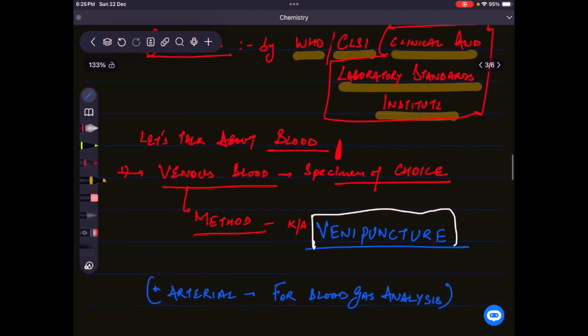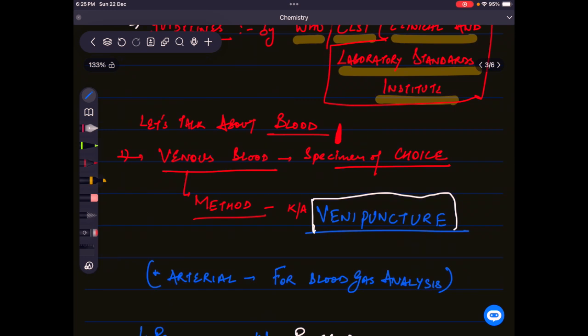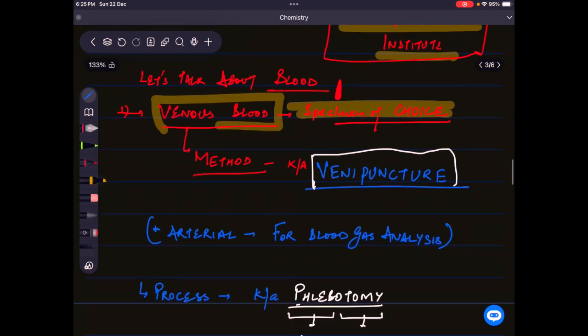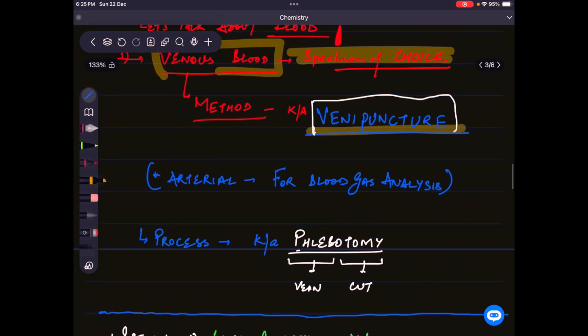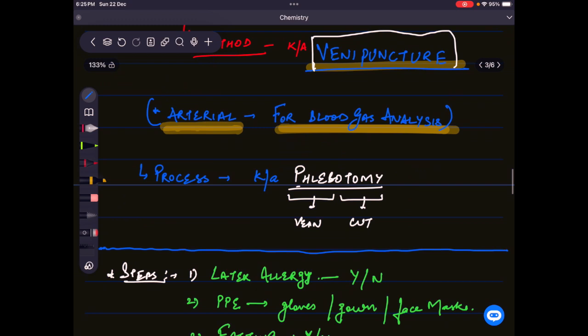Now let's talk about blood collection. The preferred specimen for blood is venous blood, which is the specimen of choice, and the method of blood collection is known as venipuncture. In the case of arterial blood, it is taken for blood gas analysis, that is ABG. And the process of blood collection is known as phlebotomy. This term is very important. Phleb means vein and tomy means cut, that is, to cut the veins and collect the blood sample. It is known as phlebotomy.